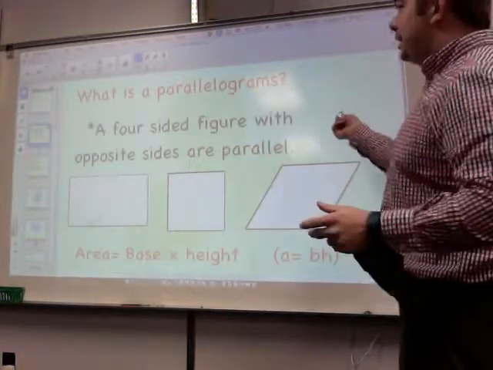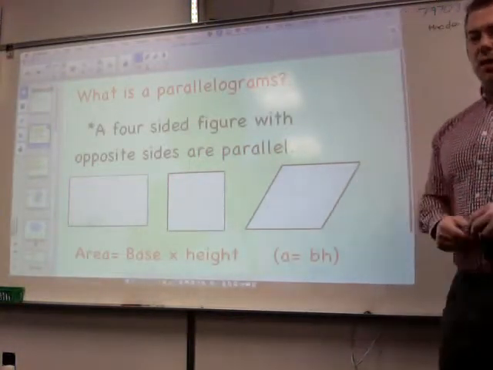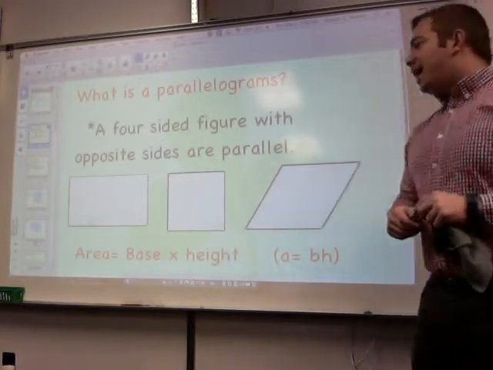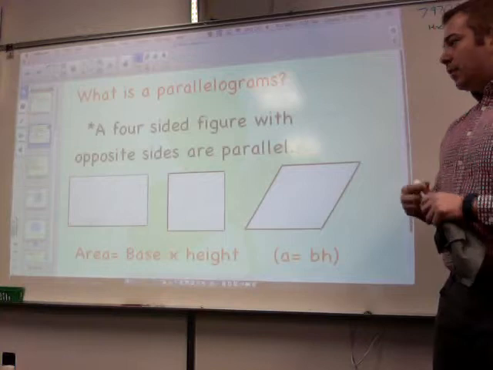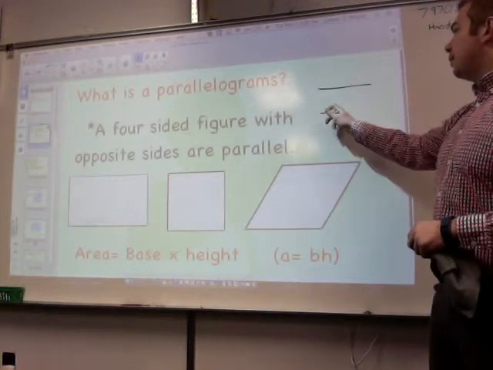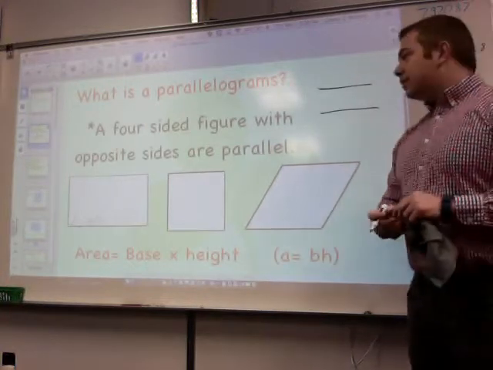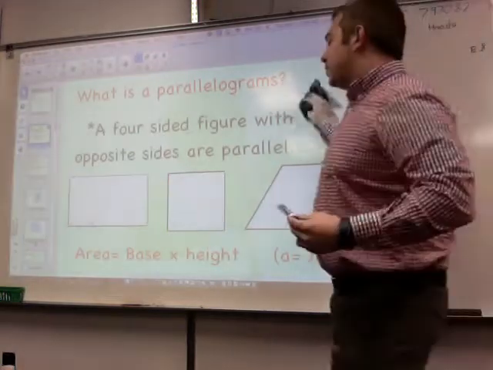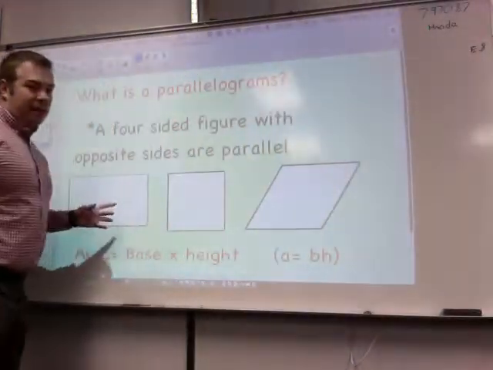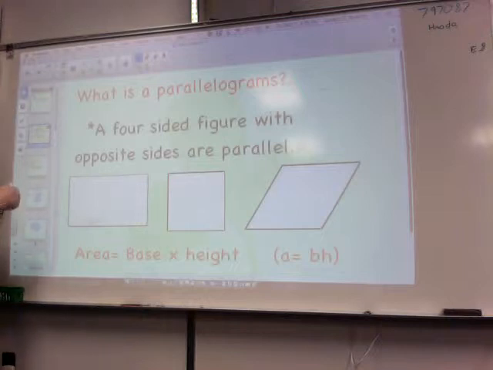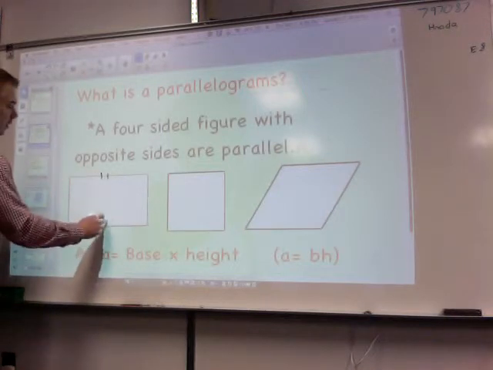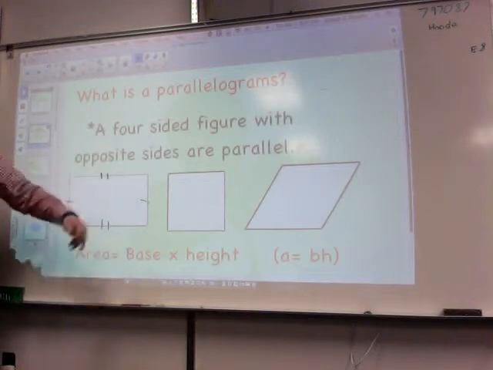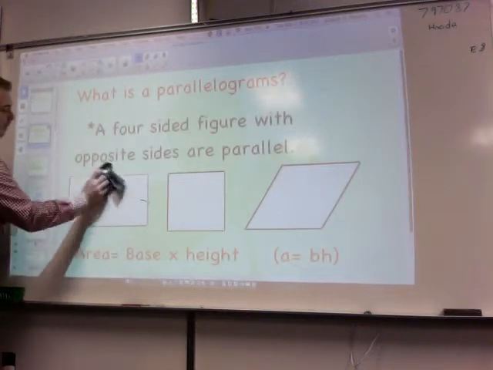Alright, so first of all, what is a parallelogram? You've learned about these before, but essentially, it's a four-sided figure with opposite sides that are parallel. So remember, parallel lines will never connect. As you can see, a rectangle is a parallelogram because the opposite sides are parallel. These will never touch, and these will never touch. And they're a four-sided figure.